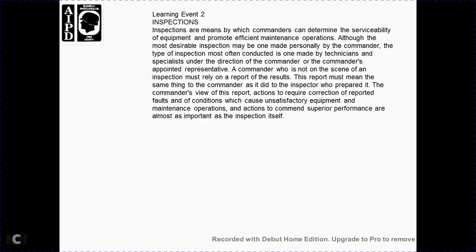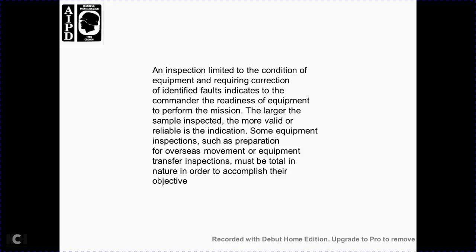The commander's appointed representative, who is not on the scene with the inspection, must rely on the report of the result. The report must mean the same thing to the commander as to the one who prepared it. The commander's action required for the correction of the faulty conditions which caused the unsatisfactory equipment, the maintenance operation, and action with the command with a superior performance is almost as important as the inspection itself.